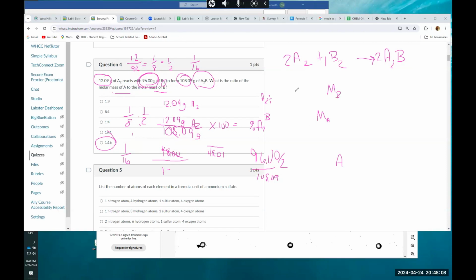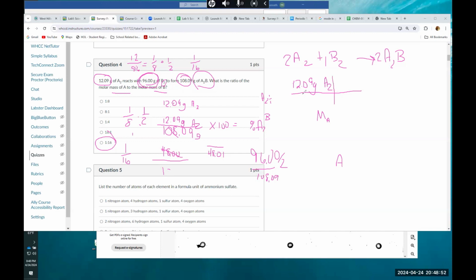Okay, so if we go through this process, we know from our chemical equation that if we're given 12 grams of A2, oh sorry, my head is not working. 12 grams of A2.